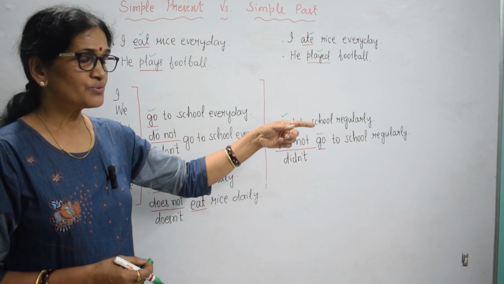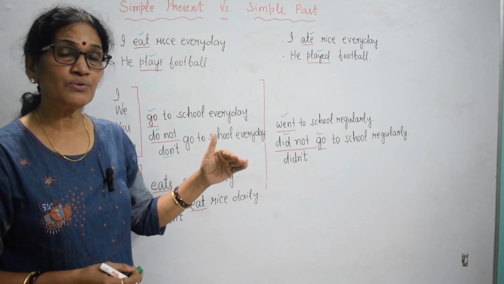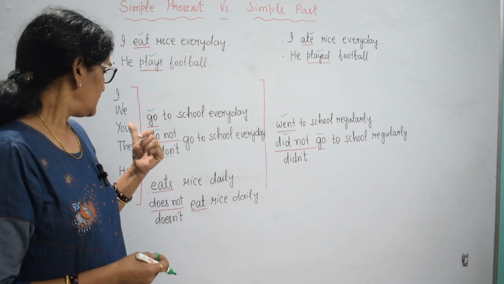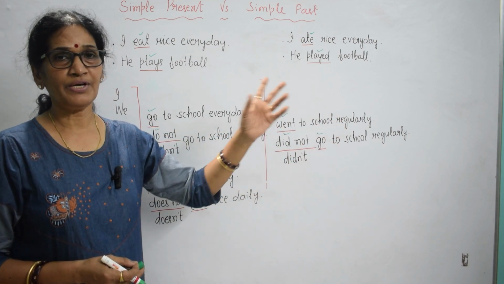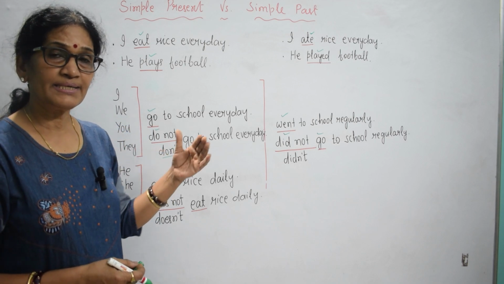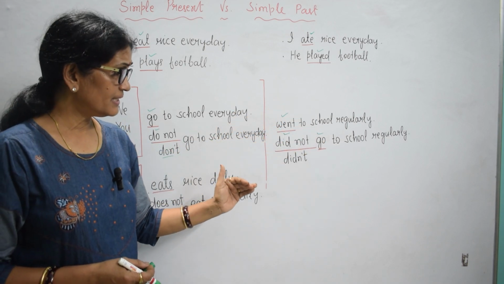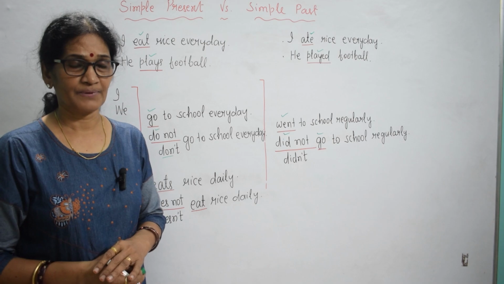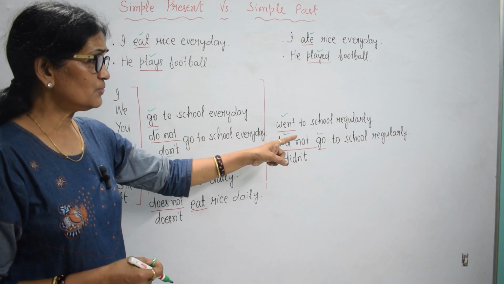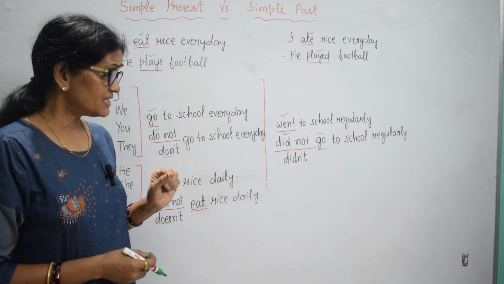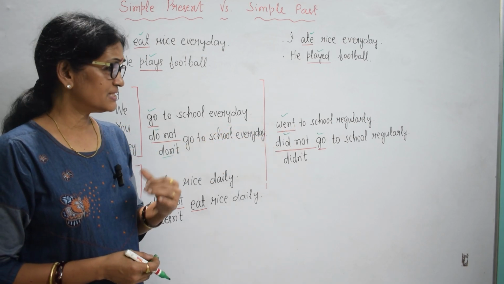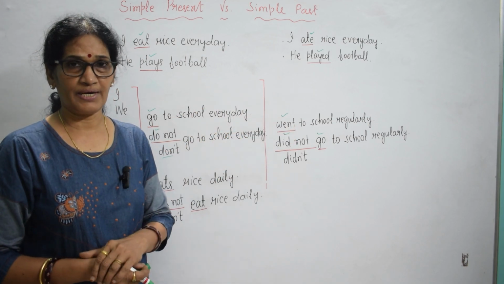We did not go to school regularly or we didn't go to school regularly. You did not go to school regularly or you didn't go to school regularly. They did not go to school regularly or they didn't go to school regularly. He did not go to school regularly. He didn't go to school regularly. She did not go to school regularly.